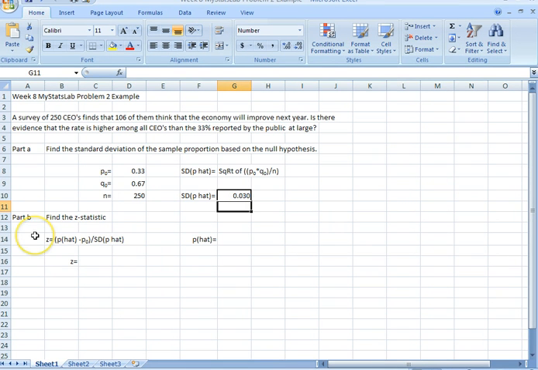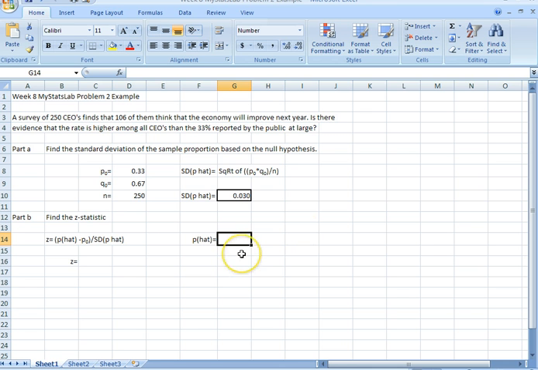Part B asks us to find the Z statistic. And in our formula here, we see that we need p-hat minus P0 divided by the standard deviation of p-hat, which we just calculated. So all we need now is p-hat. Well, we used 33% for our P0, or our hypothesized proportion. Now we're going to use what the survey showed us, which is 106 out of 250.